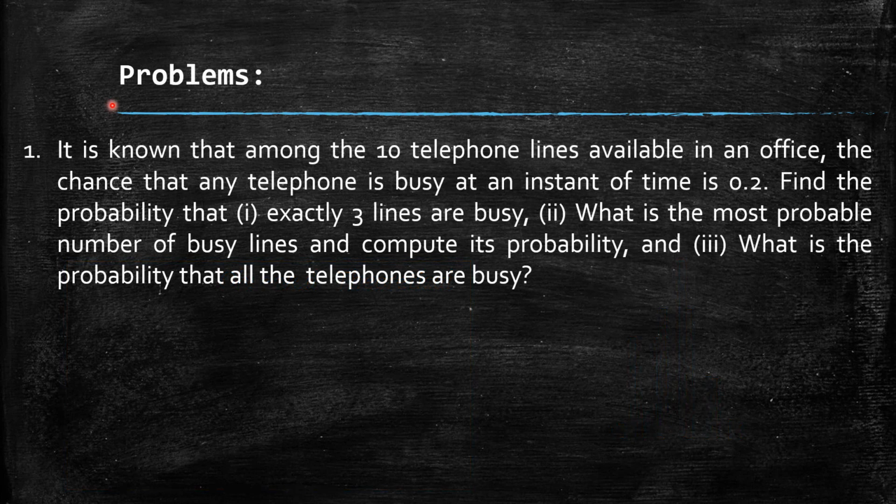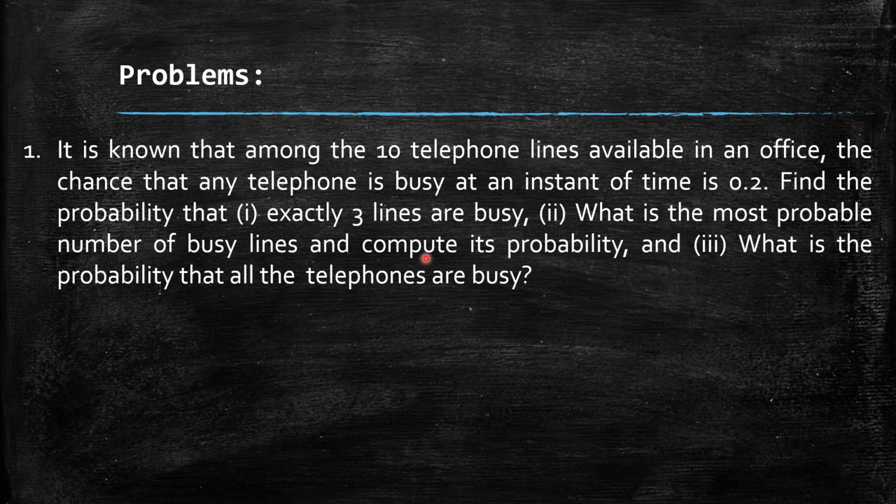We take problems on binomial distribution. 1. It is known that among the 10 telephone lines available in an office, the chance that any telephone is busy at an instant of time is 0.2. Find the probability that: 1. Exactly 3 lines are busy. 2. What is the most probable number of busy lines, and compute its probability. And 3. What is the probability that all the telephones are busy.